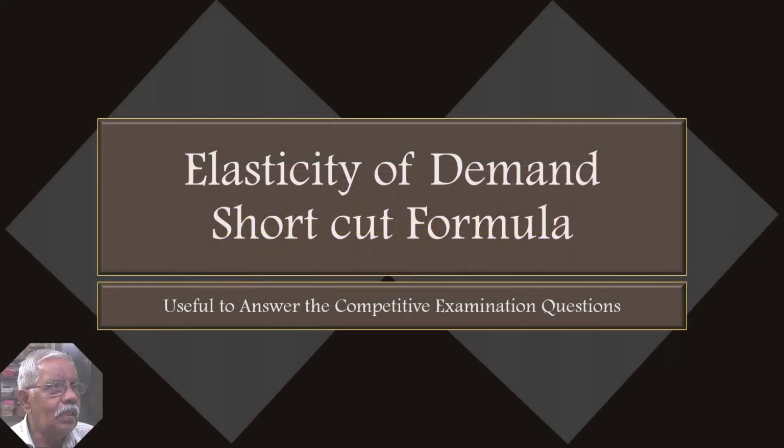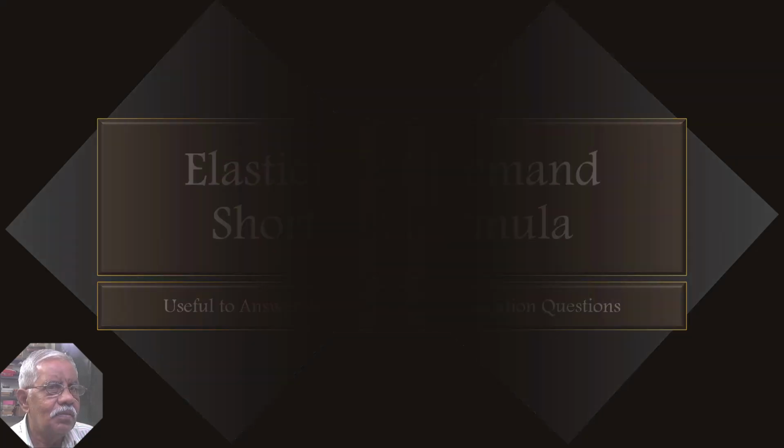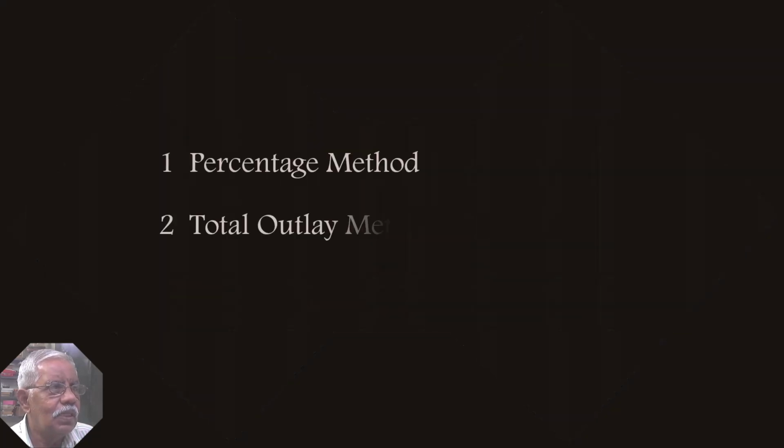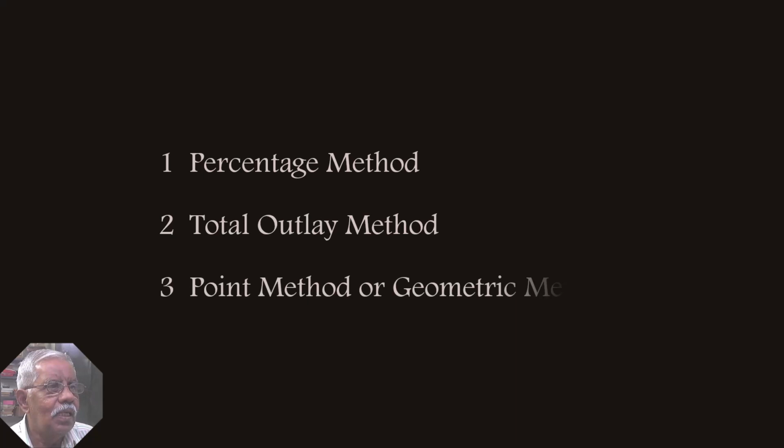Elasticity of demand shortcut formula. There are three methods to measure elasticity of demand. They are percentage method, total outlay method, and point method or geometric method. Now, suppose you are facing a question like this.